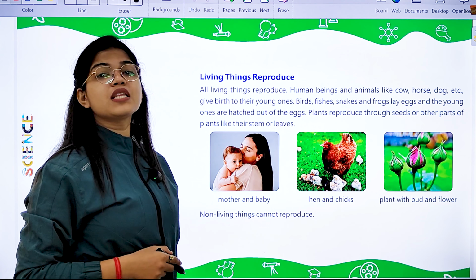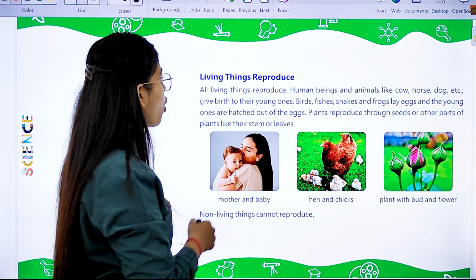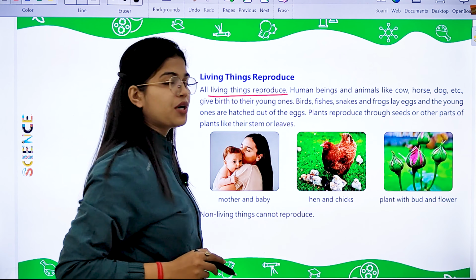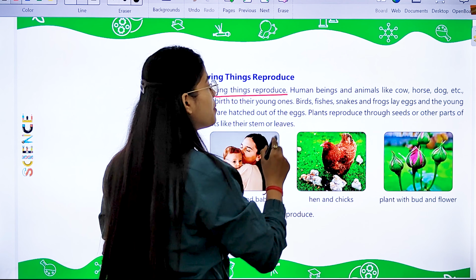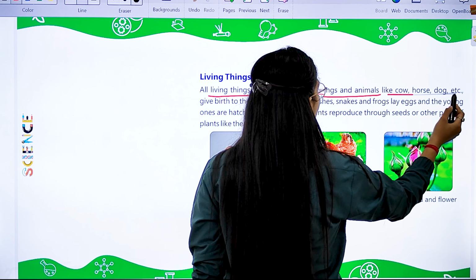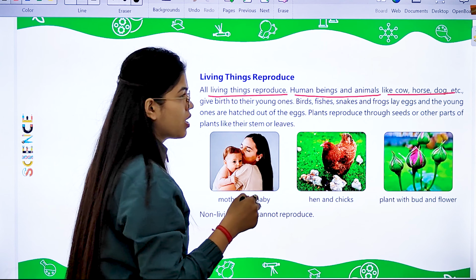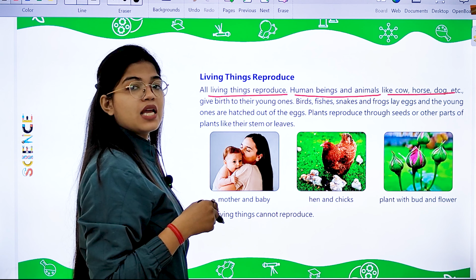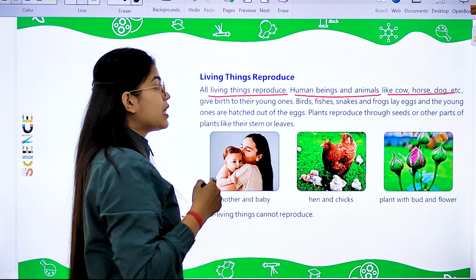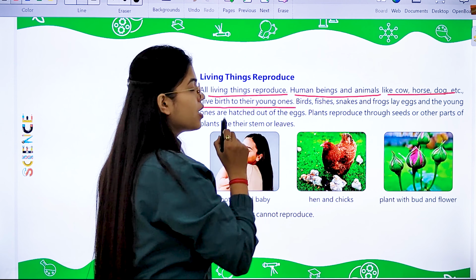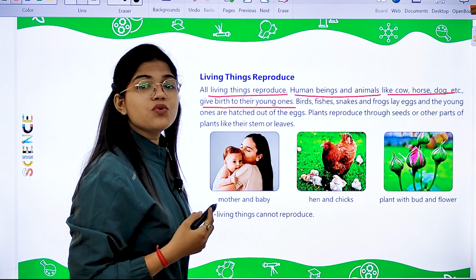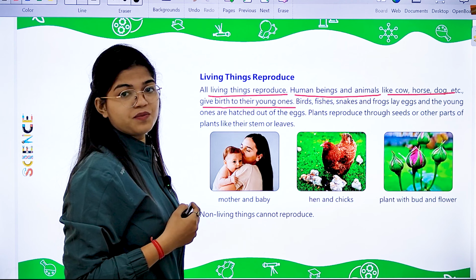Next is that living things reproduce. All living things reproduce, whether it is human beings or animals like cow, horse, dog, etc. They are all living beings. They can reproduce. Meaning what? They can give birth to their young ones. They can produce their own kind.